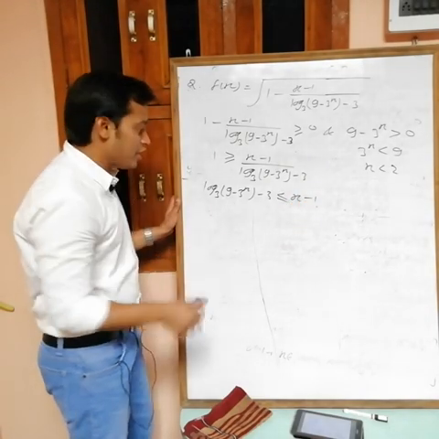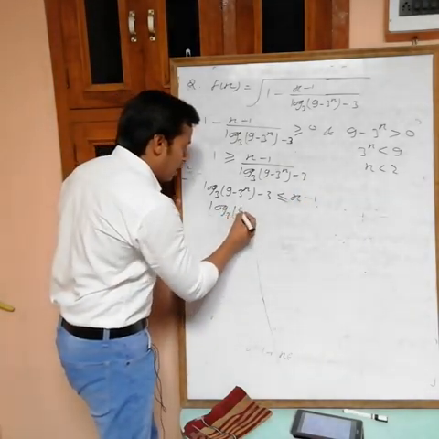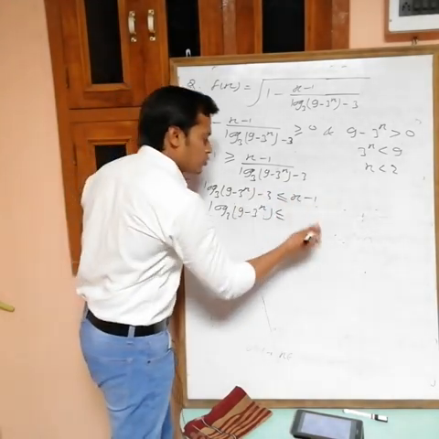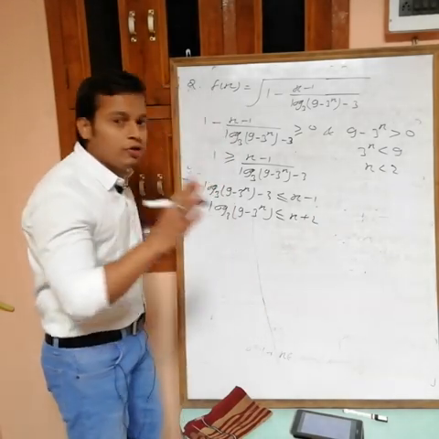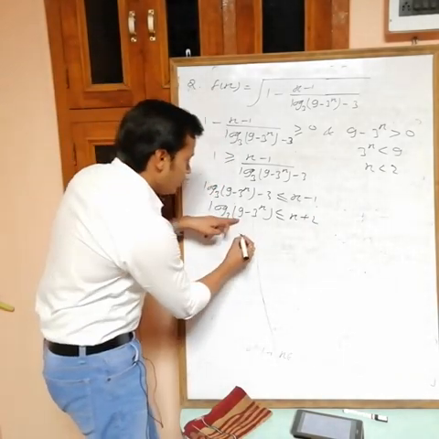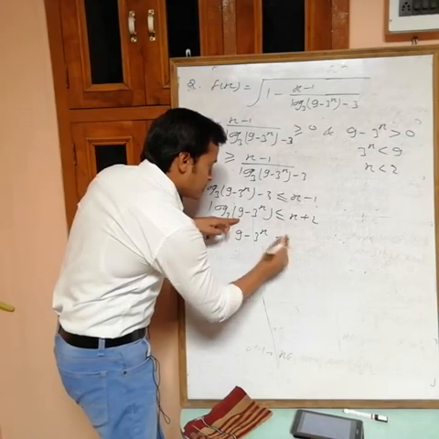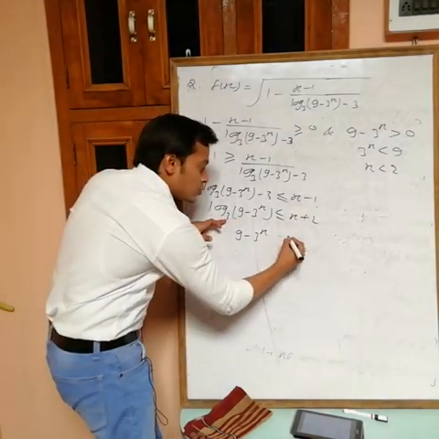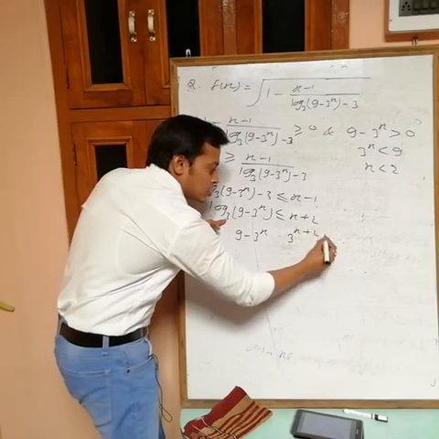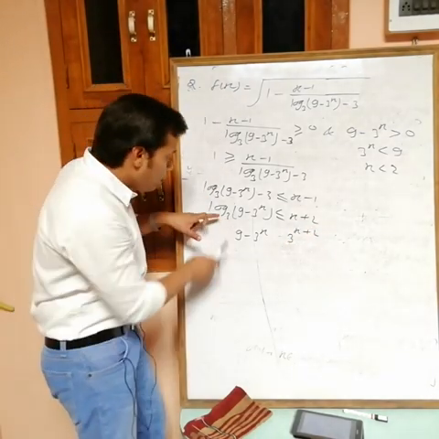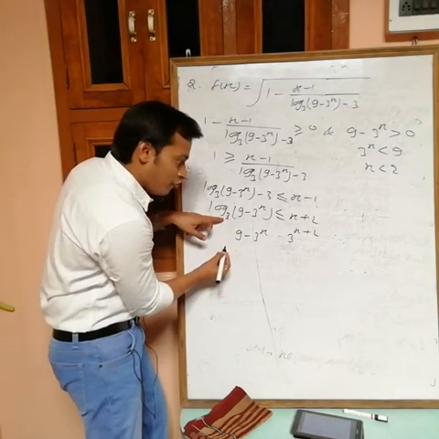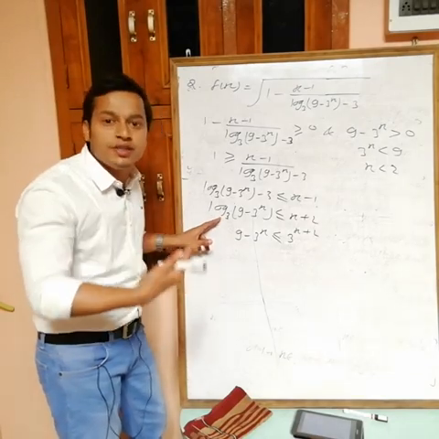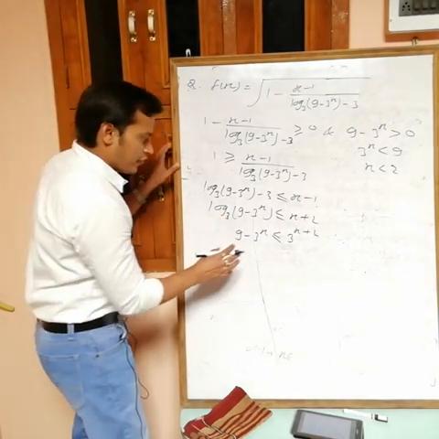Now what do you want? The value of x. So simplify this one. Log 3 of (9 minus 3 power x) less than or equal to minus 3 at this side, 3 minus 1 is 2, then x plus 2. Okay, now take antilog. So 9 minus 3 power x, if you take antilog, will be less than or equal to 3 power x plus 2. Now remember, if the base is greater than 1, then the inequality remains the same. If less than 1, then change the sign.